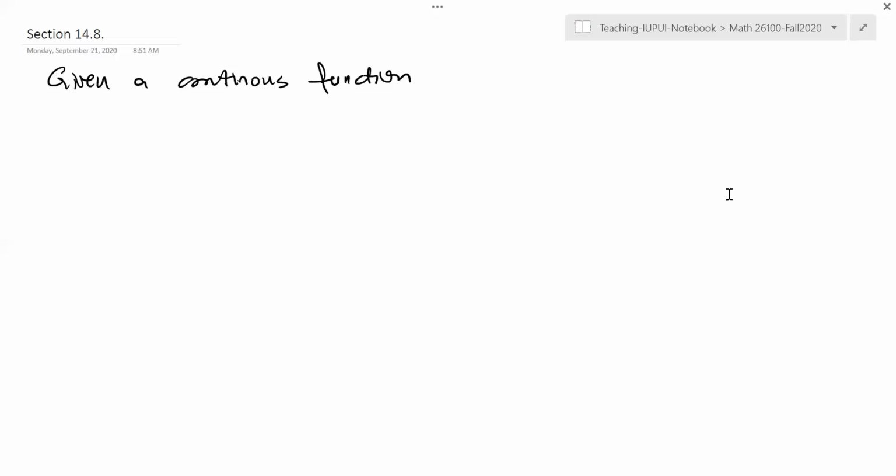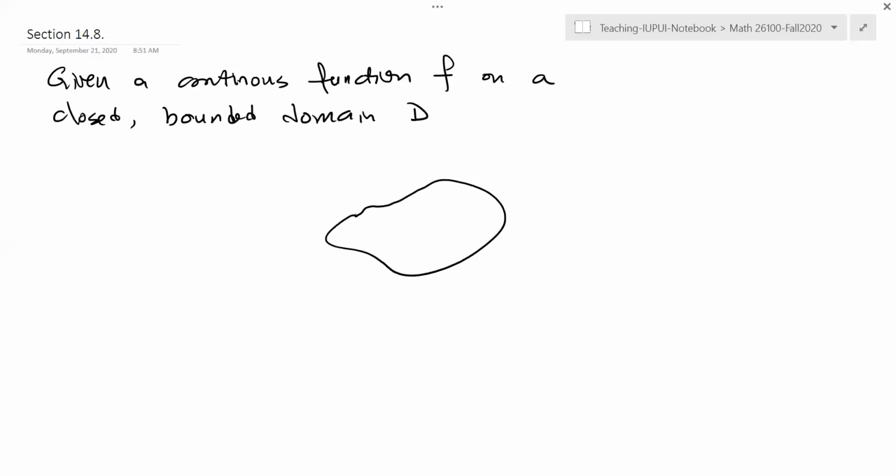Okay, so given a function f, the two-dimensional case. Given a function f on a domain with a boundary, a closed bounded domain, right? So we want to find the absolute maximum value.